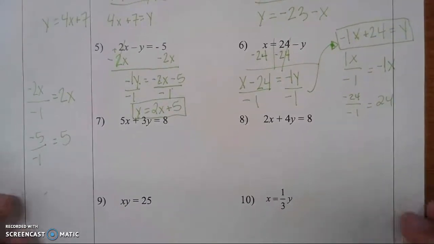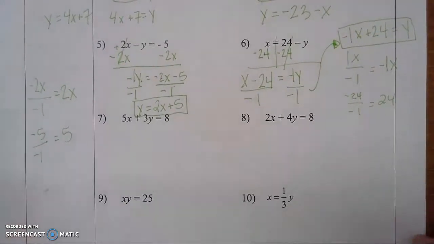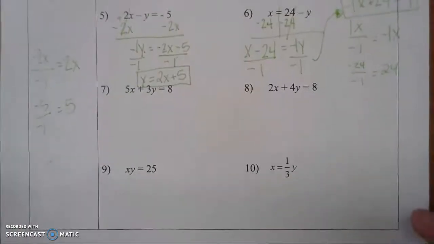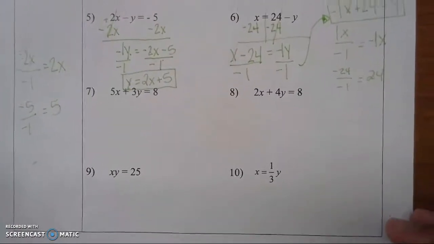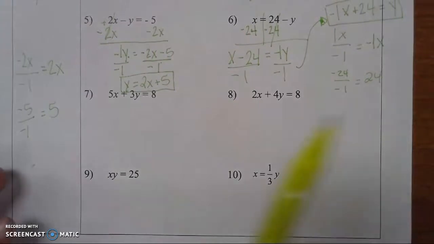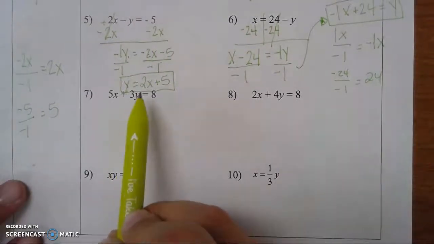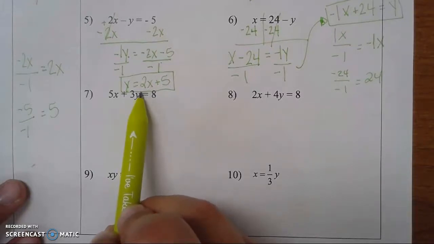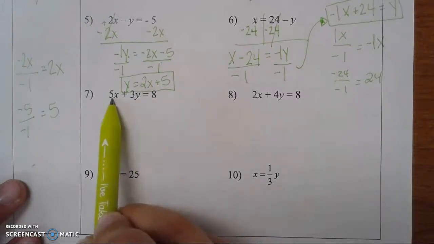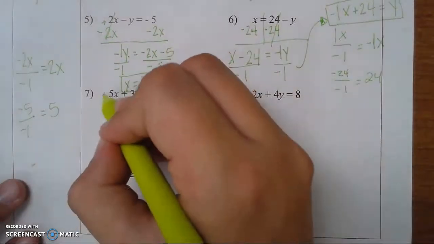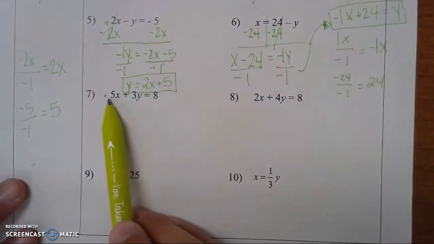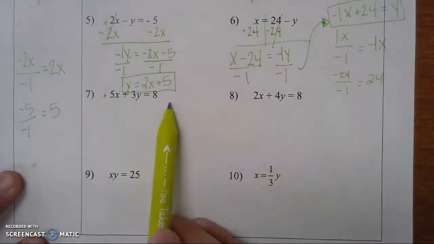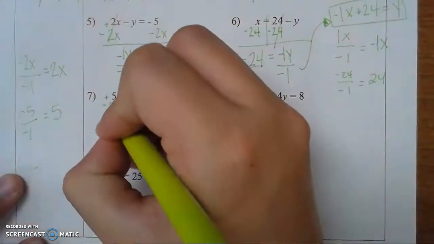Alright, so I will do 7, and then I want you guys to try 8 on your own. So 7 here, again, we still want to isolate this y by itself. So the first thing that we need to do is always move the other term that's next to the y. So in this case we need to move the 5x. So right now it's adding 5x, so the opposite of adding 5x is to subtract the 5x on both sides.